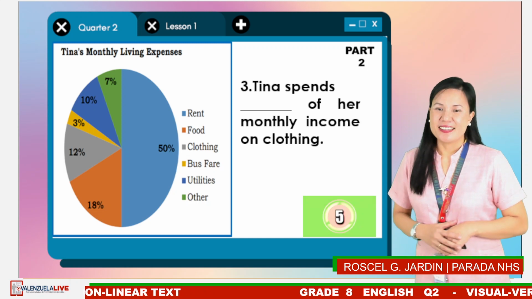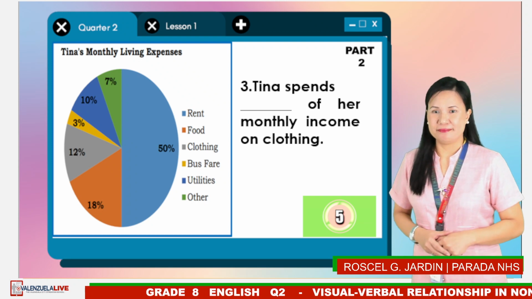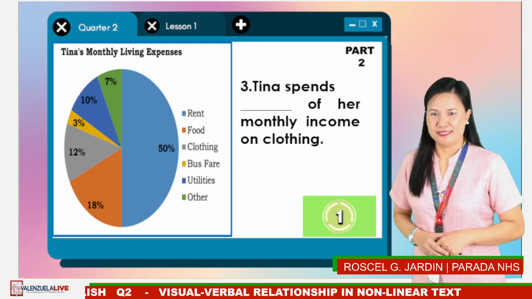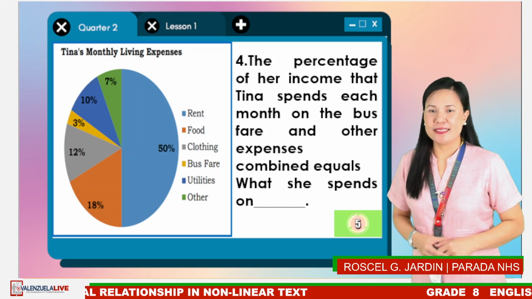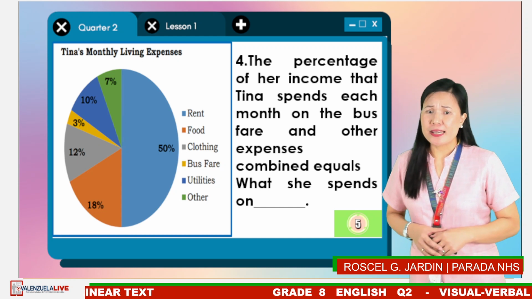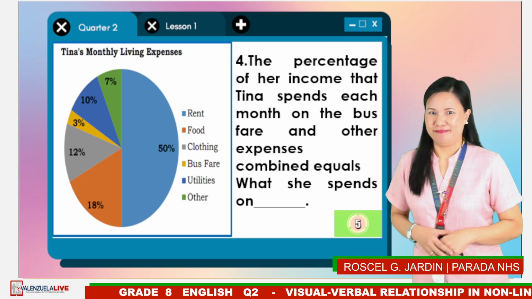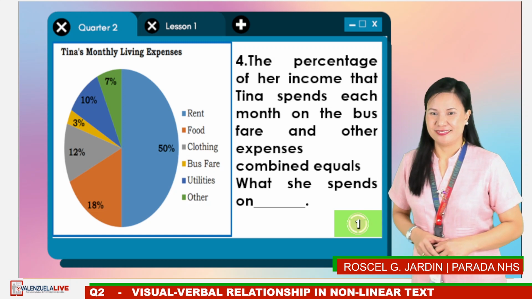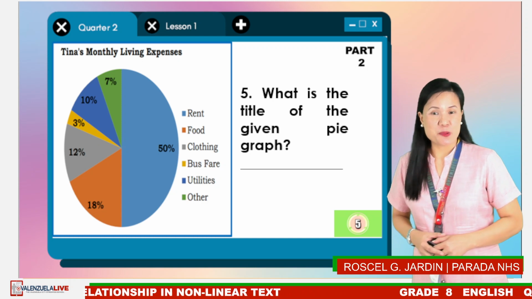Number three, Tina spends blank of her monthly income on clothing. Number four, the percentage of her income that Tina spends each month on the bus fare and other expenses combined equals what she spends on blank. Number five, what is the title of the given pie graph?